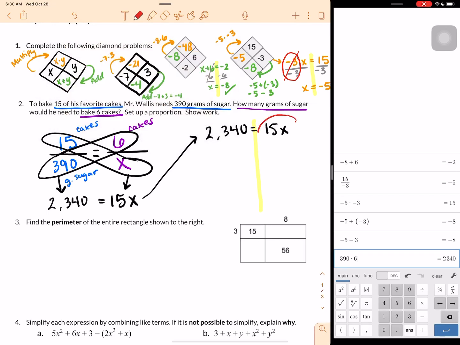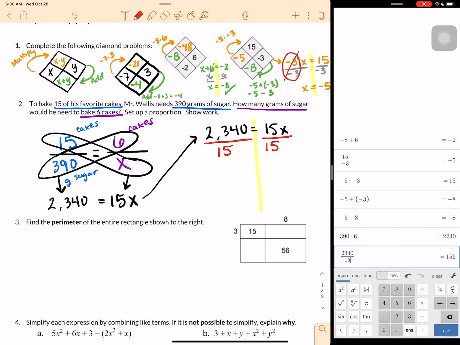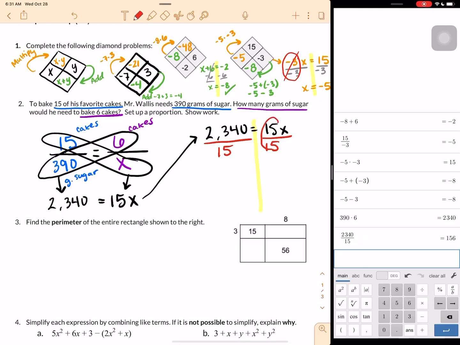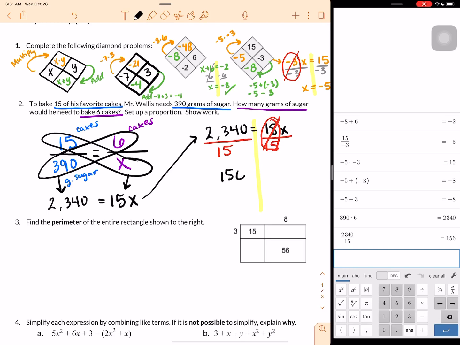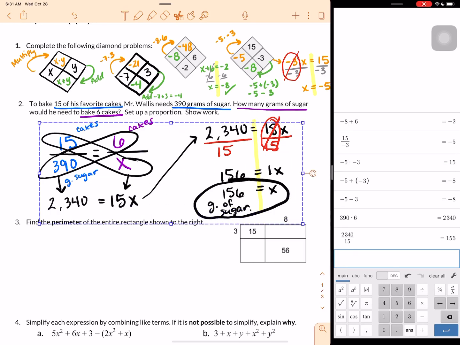So here, in order to undo this multiplication, I need to divide by 15 on both sides. So 2,340 divided by 15 is 156. These 15s here will cancel out to equal 1. 15 divided by 15 is 1. So I have 156 equals 1x, or 156 equals x. And that is 156 grams of sugar. Okay, so that would be my final answer. That's how many grams of sugar I need for 6 cakes at that ratio.